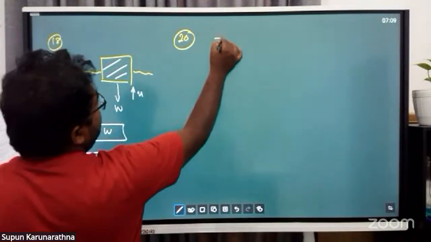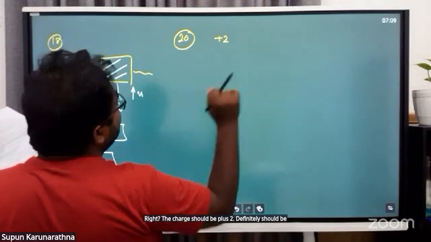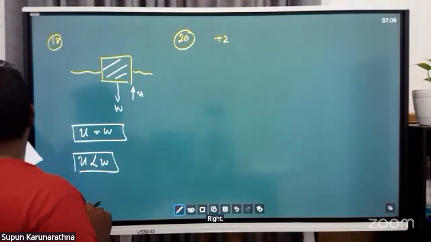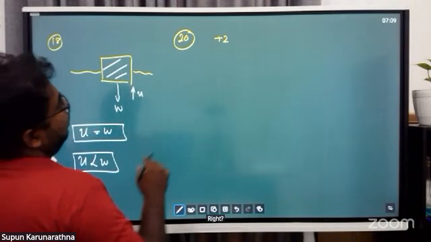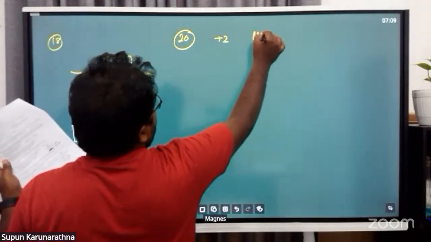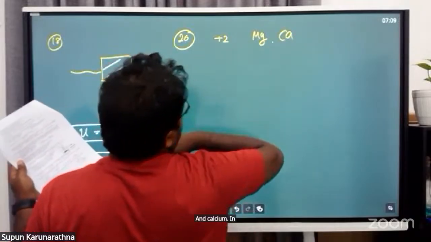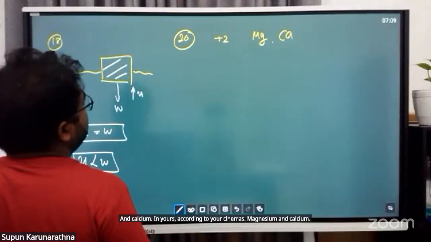The charge should be +2. Definitely it should be a second group element in the periodic table. What are the second group elements you know? Magnesium and calcium. According to your syllabus, magnesium and calcium have a valency of +2, no?